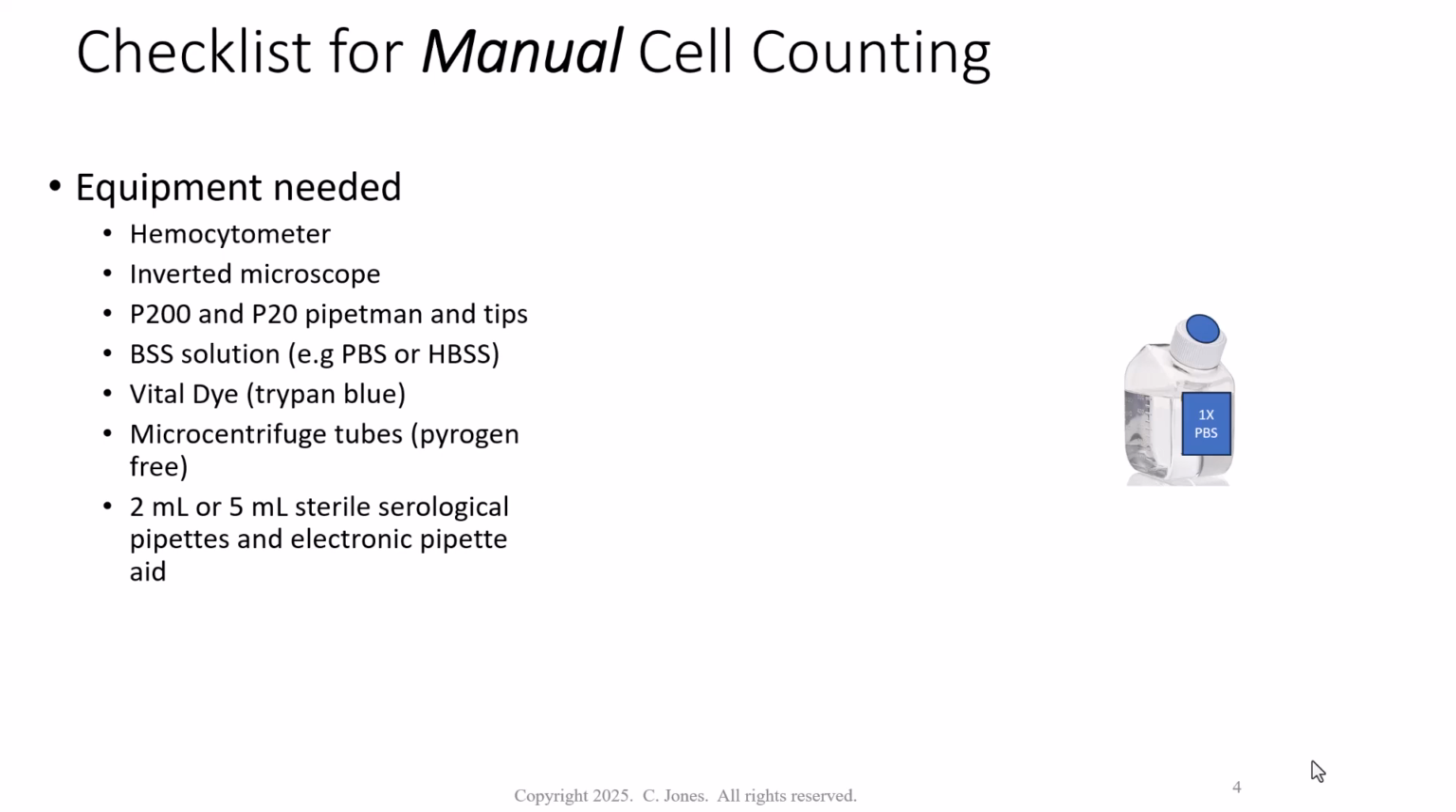Some people dilute all the way with trypan blue. We do not recommend that because trypan blue sometimes is insoluble, and so you end up with crystals in your counting field, which can be mistaken as dead cells. For the trypan blue, we use pyrogen-free microcentrifuge tubes to make sure we don't kill the cells that we've put in the tube. And in order to obtain a sample, we use 2 or 5 mL sterile serological pipettes.